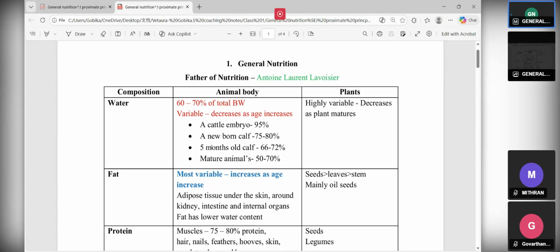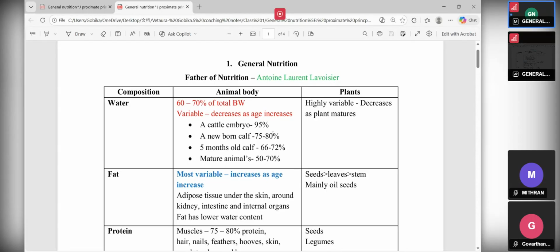Another important point is that water composition is variable. The water content decreases as age advances. This is also one of the questions asked previously. Most of the time this statement is asked in assertion and reason pattern. We should know that water content decreases as age increases. As we know, the water content is variable. From embryo to mature animal, the water content varies like this.